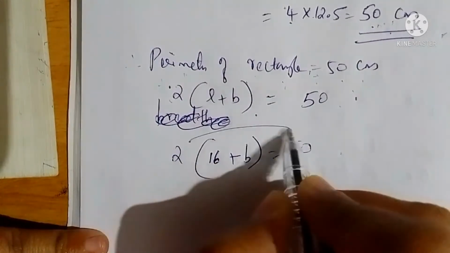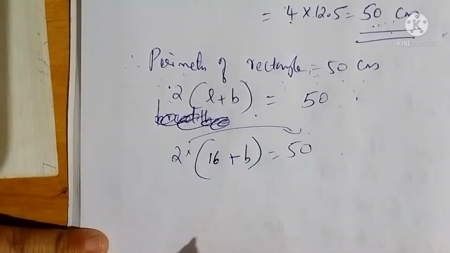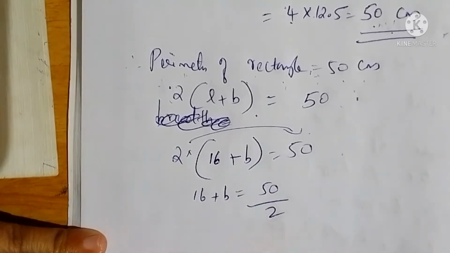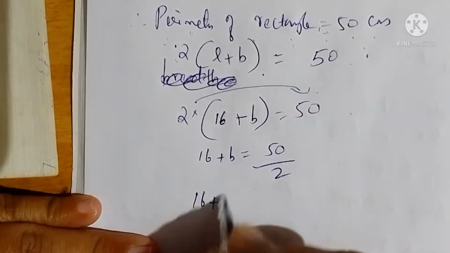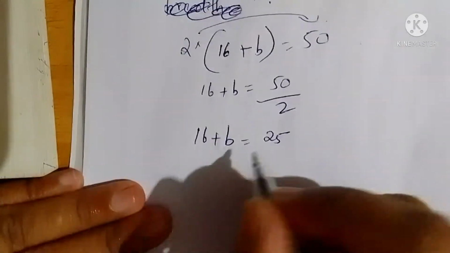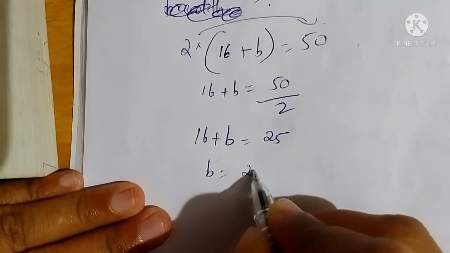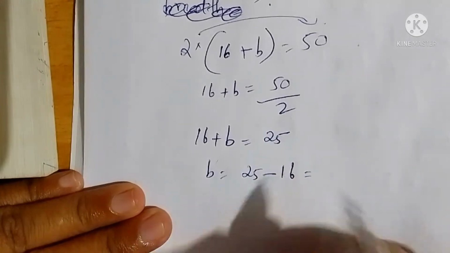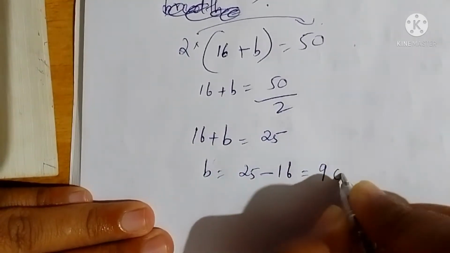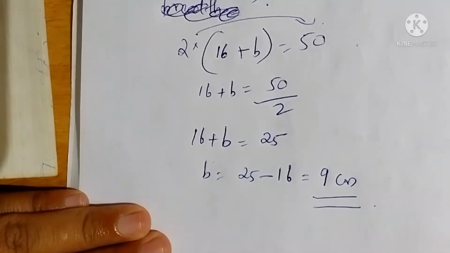Now we can take this 2 to the other side. Multiplication 2 on taking to the other side, it will be 50 divided by 2. That is 16 plus B equal to 25. So B will be equal to 25 minus 16. You will get 9. So breadth is 9 centimeter.